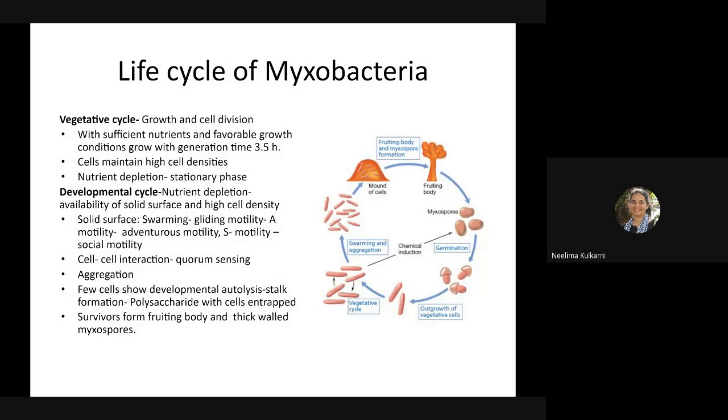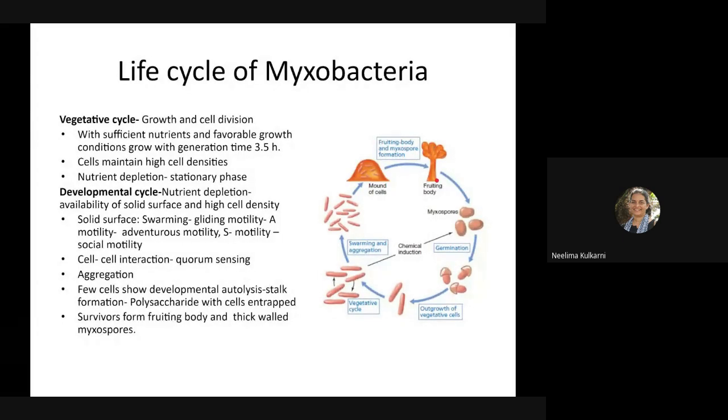So this phenomenon is known as quorum sensing. Now, once quorum sensing is there, the next step will be aggregation, so as to form mounds, which will be followed by development of the fruiting body where spores are produced.